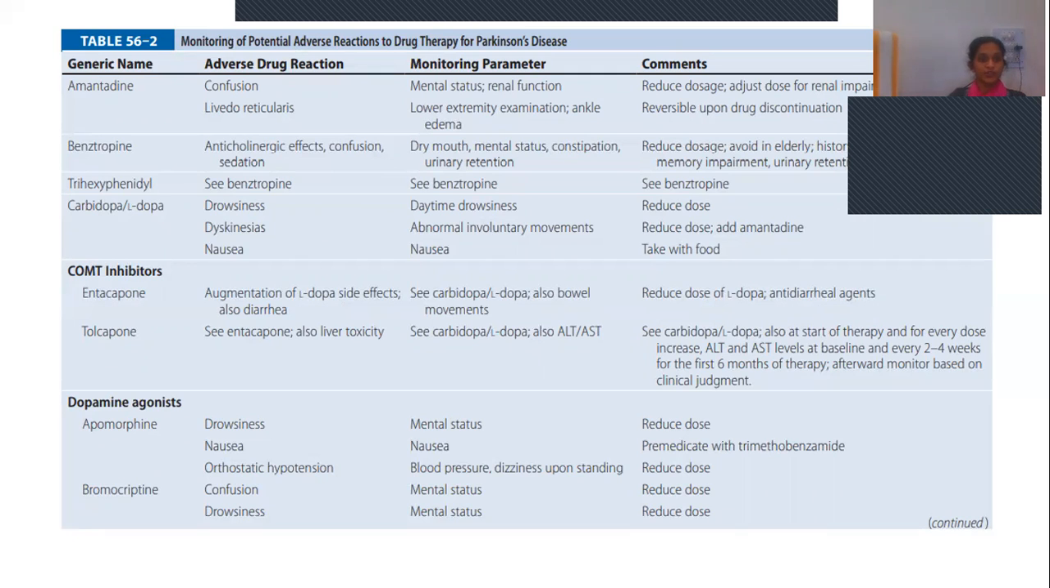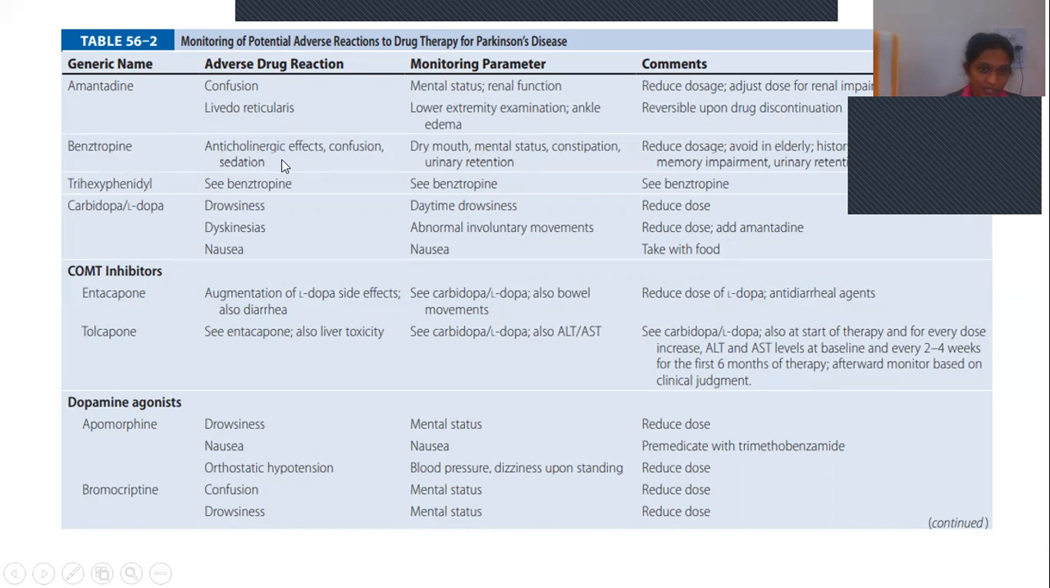So here is a flowchart indicating different drugs, drug interactions, and monitoring parameters in the comments. When we are giving amantadine, it causes confusion and livedo reticularis, and as monitoring parameters we have to check mental status and renal function, as it is excreted unchanged in the urine, so we have to monitor carefully. Lower extremity examination for ankle edema. If any of these are found, then we have to reduce the dose, especially in renal impairment. Ankle edema is reversible upon drug discontinuation.